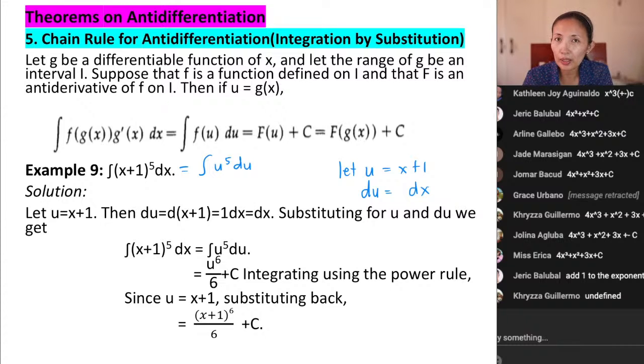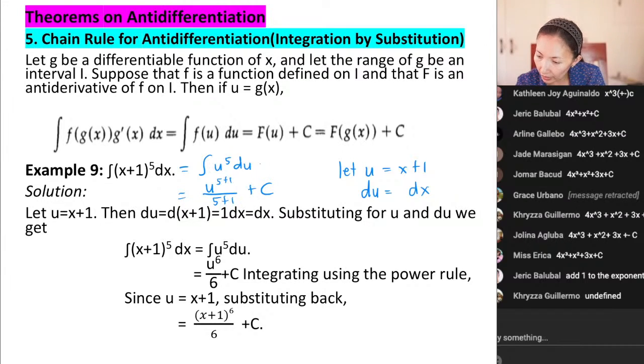Okay? And this takes the form u to the n. So, from your power rule, from the second rule a while ago, what did we say? Add 1 to the power over power plus 1 plus the arbitrary constant c. So when we integrate u to the 5th du, then we simply add 1 to the exponent over exponent plus 1 plus the arbitrary constant c. There you have it. Okay? u to the 6 over 6 plus c.